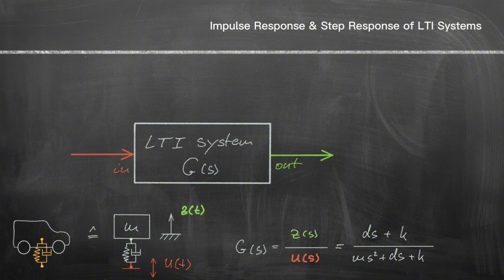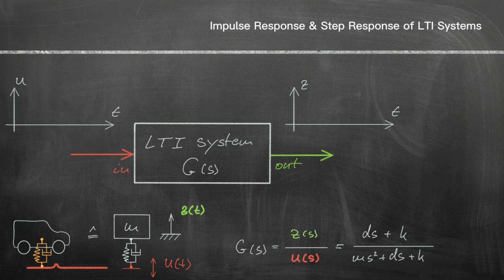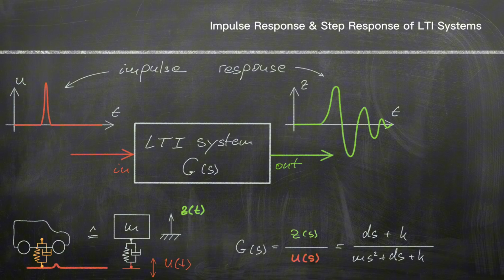Now consider what happens when we apply an impulse to this dynamic system. For example, when the car passes over a short bump. Does the system oscillate strongly or only slightly? Does it return to a stable equilibrium state? And if so, after what time? These are exactly the types of questions that the impulse response answers. For this purpose, the system is excited with a short impulse, and the resulting time response reveals important information about the system behavior, in particular about its stability.